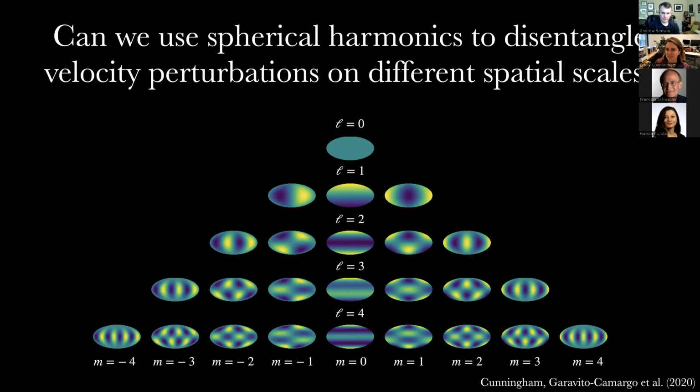The question we wanted to ask is if we could use spherical harmonics as a tool to disentangle perturbations to the Milky Way halo velocity field on different spatial scales. So here I'm showing you the spherical harmonics from L equals 0. L is the order, M is the degree of spherical harmonic. As we go from L equals 0 up to L equals 4, you can see that we're resolving features on smaller and smaller spatial scales. So the idea is that perhaps using spherical harmonics, we can pull out the signal from the LMC and disentangle it from signatures due to galactic substructure that's independent of the LMC.